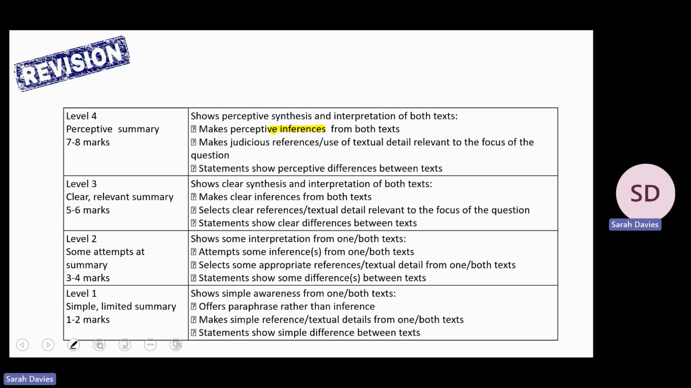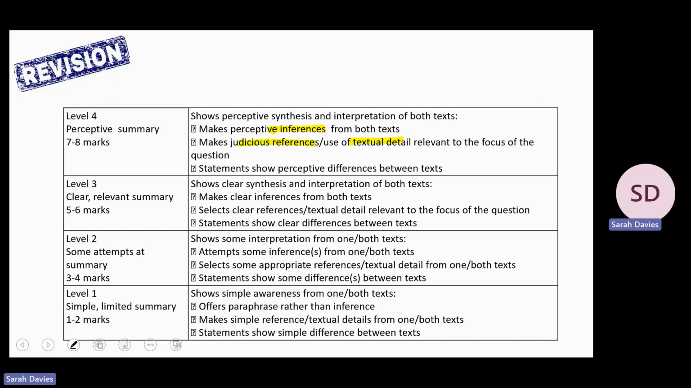So what do you get from the question? What do you get from the text that's in front of you? When we talk about this idea of judicious references or textual detail, we're talking about your quotes and your understanding of what you've got in front of you. Where's your evidence for it? So yes, you're making these inferences, but where is that evidence coming from?